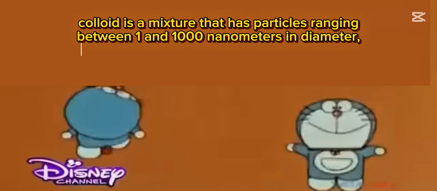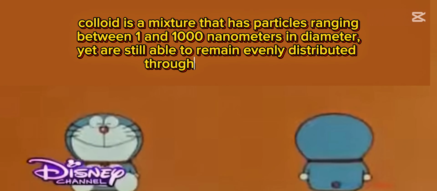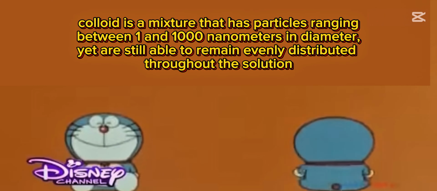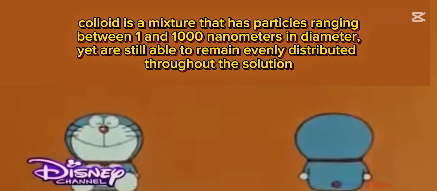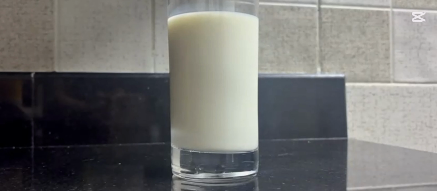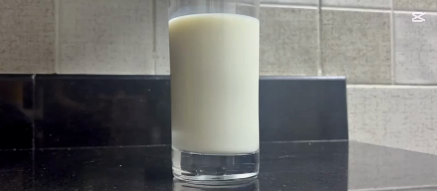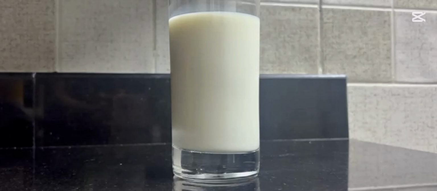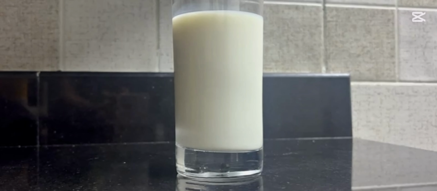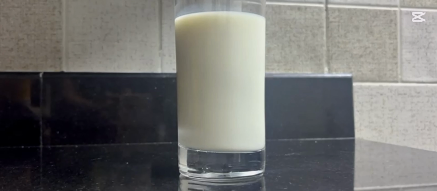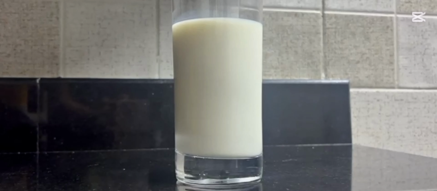A colloid is a mixture that has particles ranging between 1 and 1000 nanometers in diameter, yet are able to remain evenly distributed throughout the solution. An example of colloid would be milk. Milk appears to be a homogeneous mixture, and it is a colloid because it contains large particles such as fats and proteins that do not settle out of the solution even after letting it sit for a while.